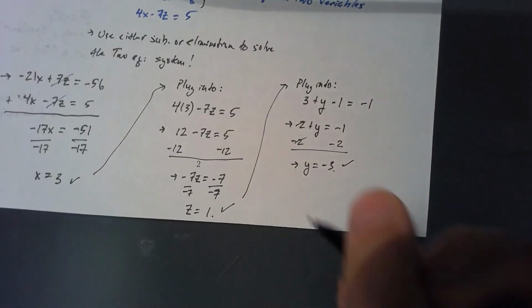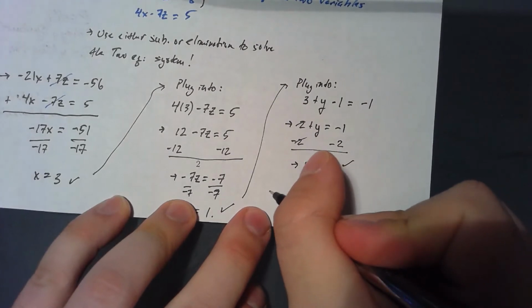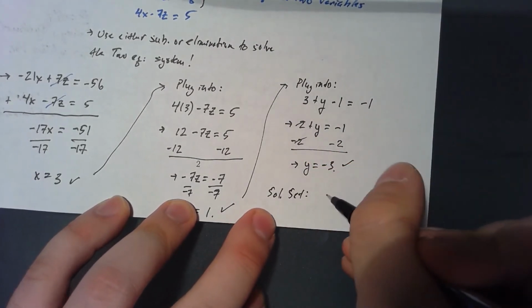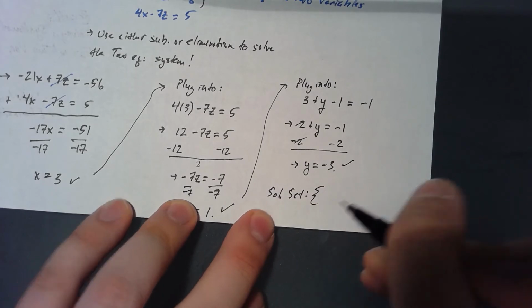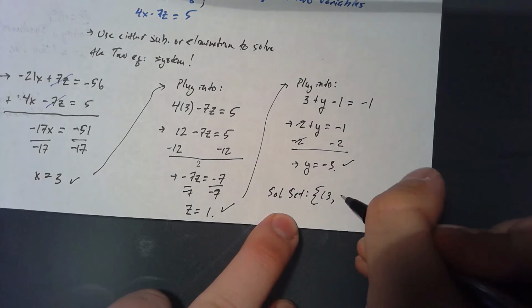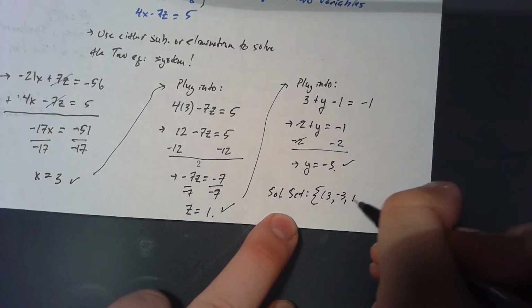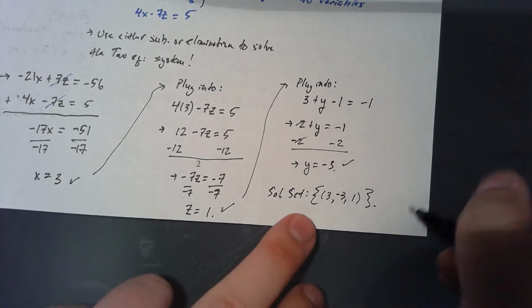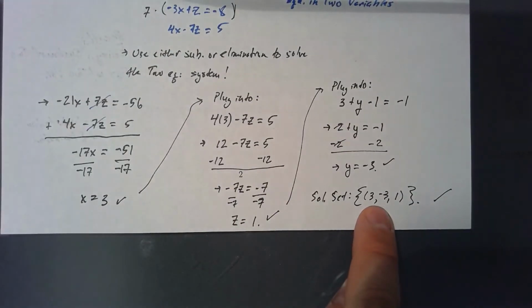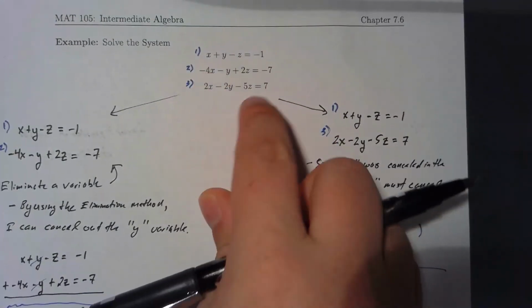So my ordered triple, or my solution set, is the ordered triple 3, negative 3, 1. And this ordered triple satisfies all 3 of these equations.